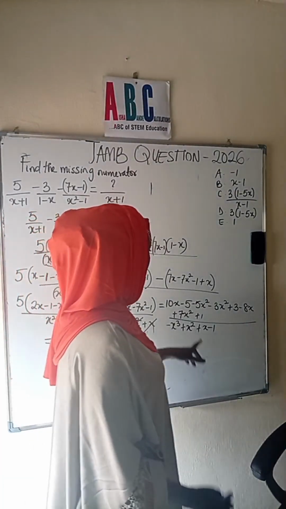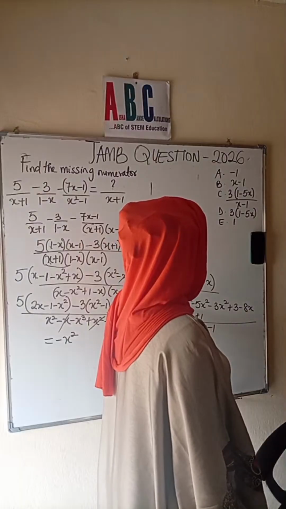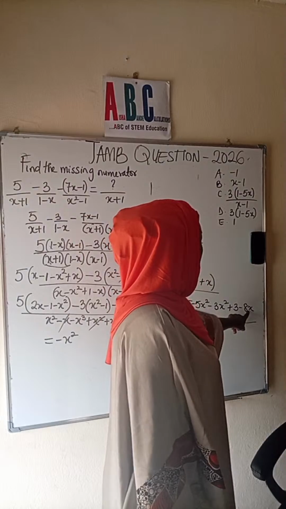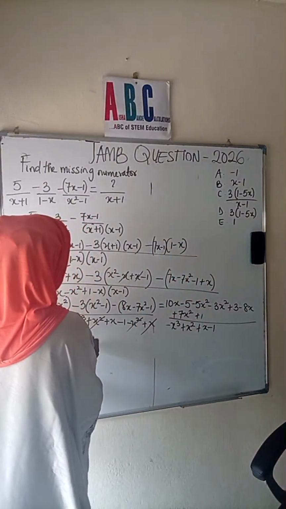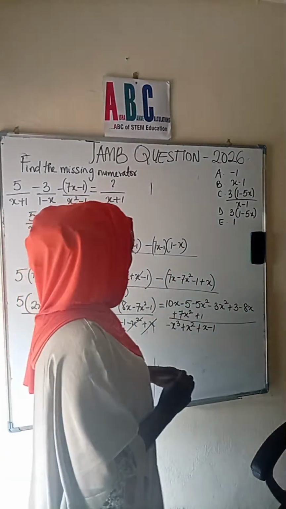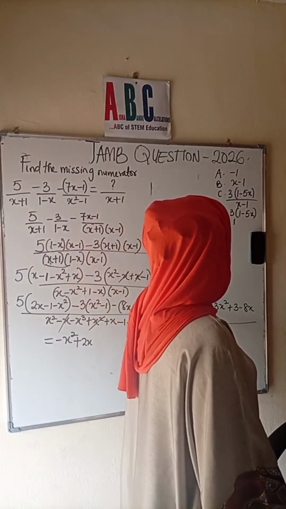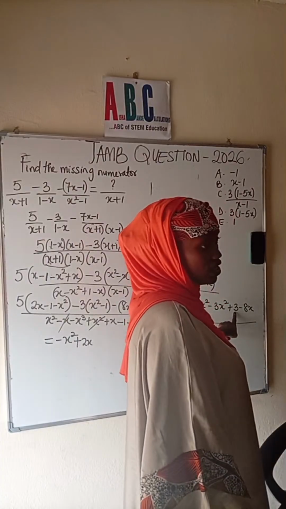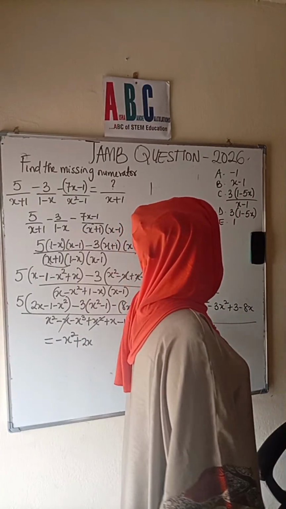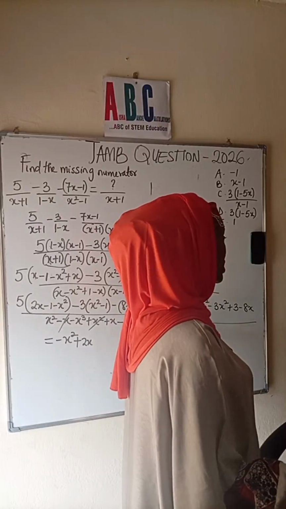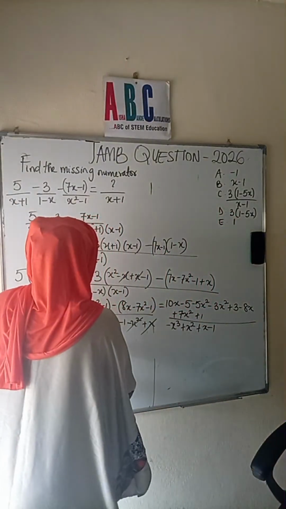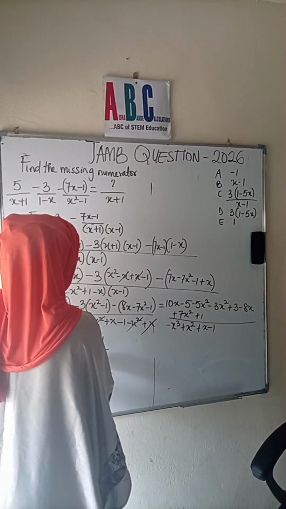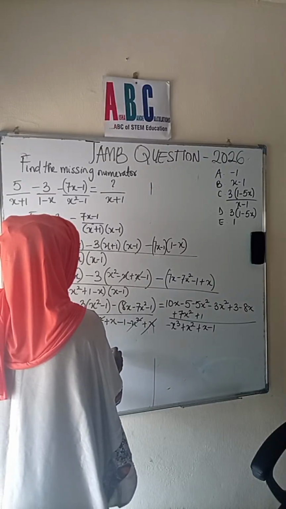Please hope it is correct. Then now let's go to the value of x. 10x minus 8x is 2x. So here I have plus 2x. Then now we have minus 5 plus 3 is minus 2. Minus 2 plus 1, that is minus 1. So here I have minus 1 all over x cubed plus x squared plus x minus 1.